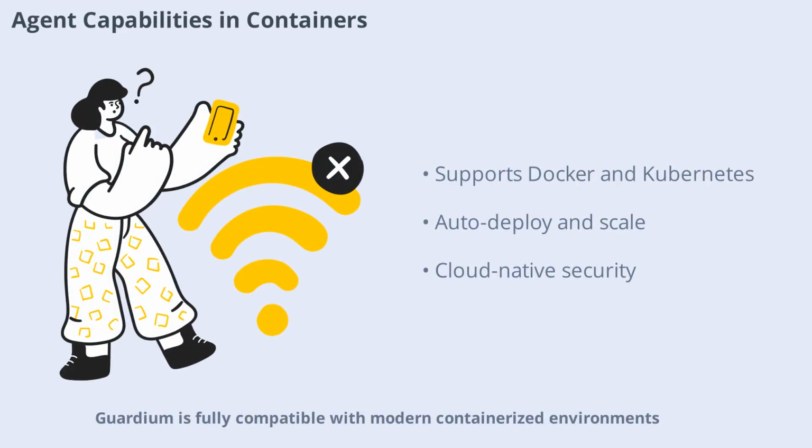Guardium is fully compatible with modern containerized environments, including Docker and Kubernetes. When STAP cannot be installed directly, ETAP hosts can be auto-deployed and scaled within container platforms. Guardium is certified on Docker and Red Hat OpenShift, ensuring seamless integration with DevOps workflows and cloud-native applications. This flexibility allows organizations to maintain security even as they adopt cutting-edge deployment models.